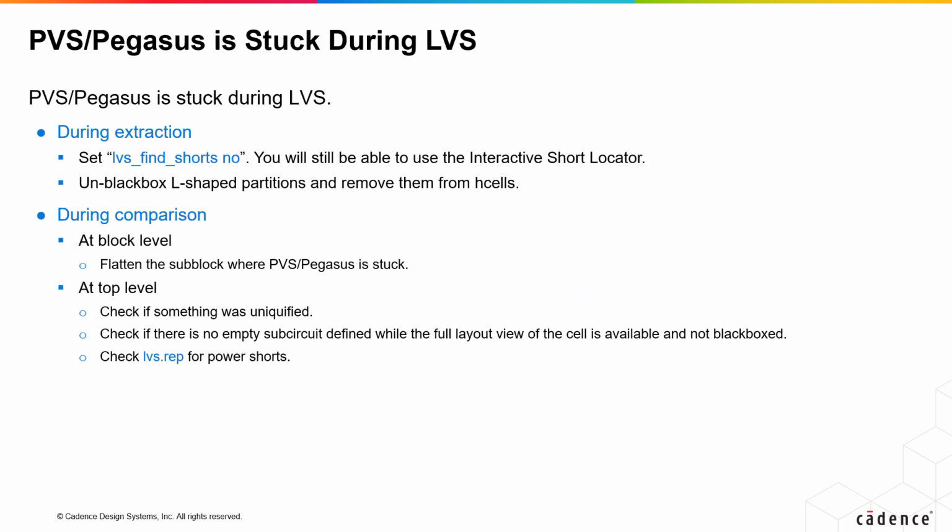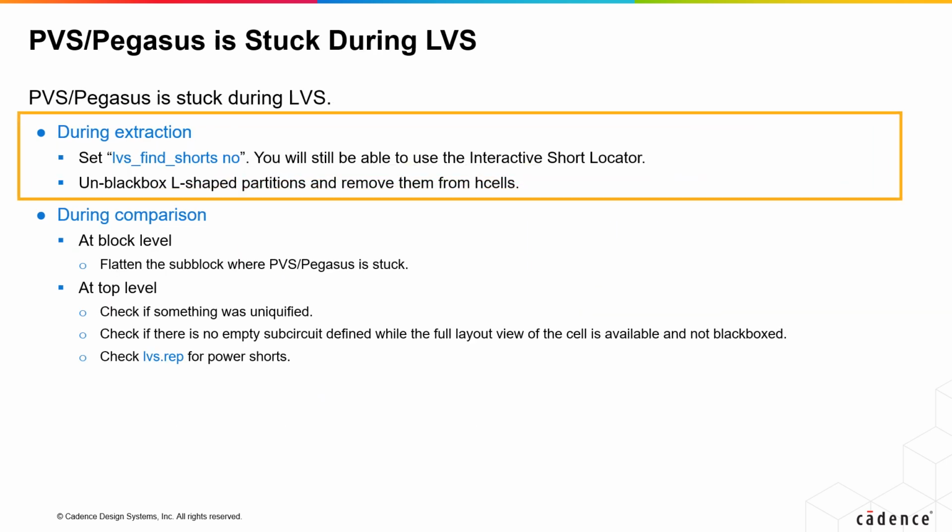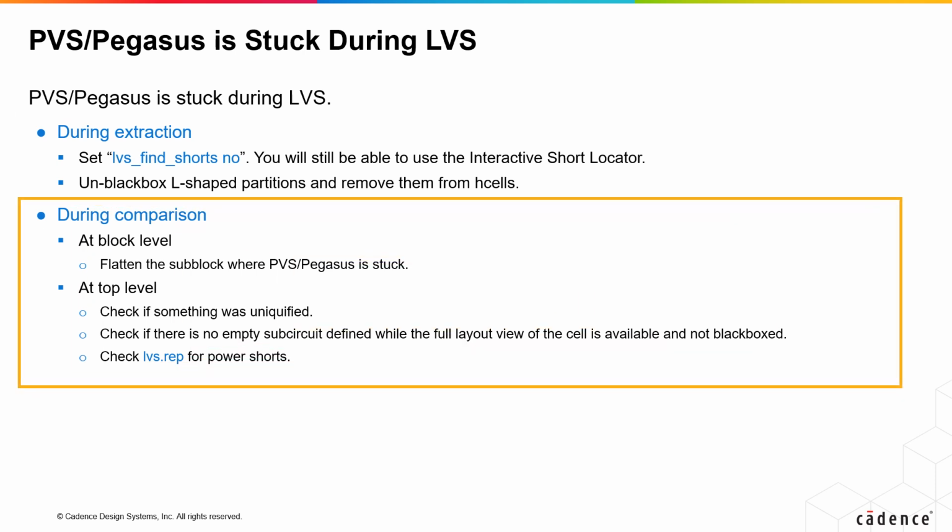If PVS Pegasus gets stuck during extraction, set the PVL rule LVS find shorts no to disable the short finder. You can still use the interactive short locator if needed. Additionally, unblackbox L-shaped partitions and remove them from H cells to free up resources. What to do if PVS Pegasus gets stuck during comparison? At the block level, flatten the subblock where PVS Pegasus is stuck.